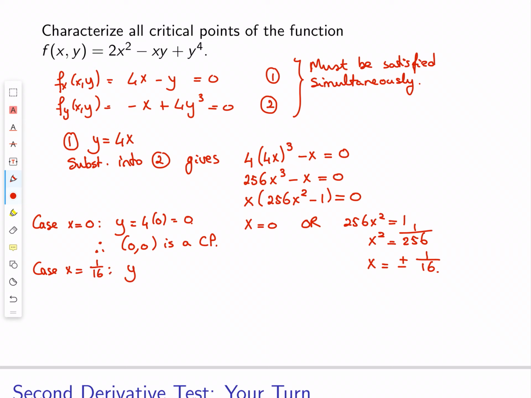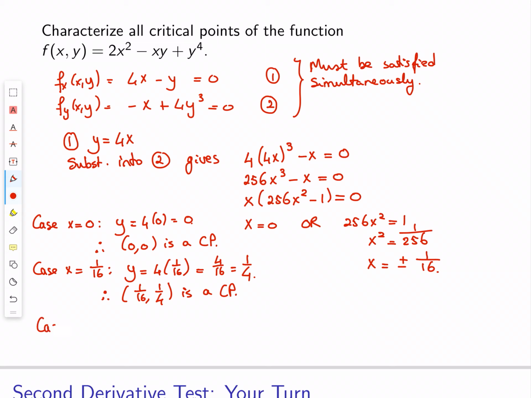What is then the y value? Well, it's 4 times 1/16 from the first equation, and so that is equal to 4 over 16, which is equal to 1/4. Okay? And therefore, the point (1/16, 1/4) is also a critical point.